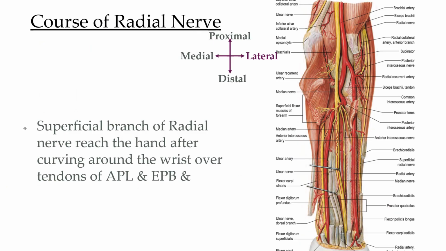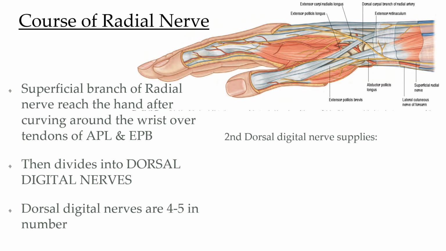The next nerve in the hand is the radial nerve. As you can see in this illustration, this is the superficial branch of the radial nerve, which descends along the lateral border of the forearm deep to brachioradialis. In the lower part of the forearm, the radial nerve winds round the lateral border of the forearm to reach the anatomical snuff box, where it crosses the tendons of abductor pollicis longus and extensor pollicis brevis, and then divides into its terminal branches, called dorsal digital nerves.